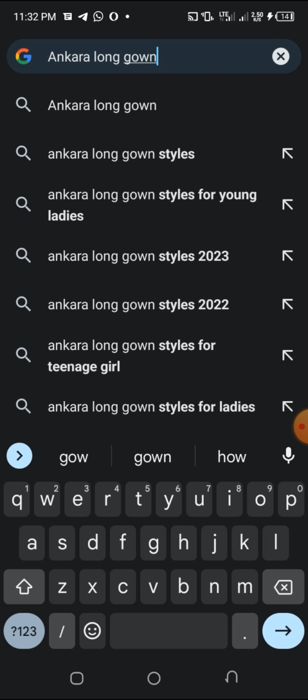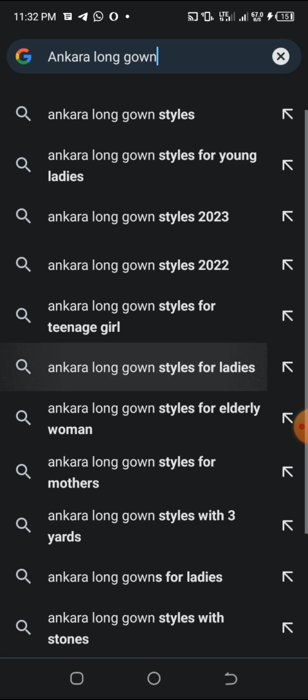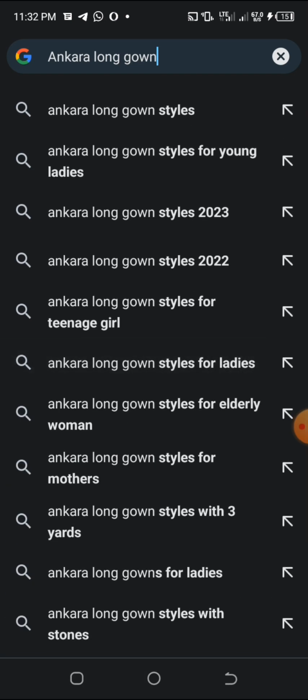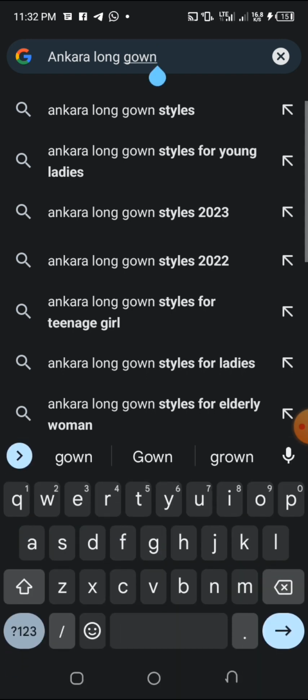Ankara long gowns for teenagers. If your Ankara long gown is for teenagers, or if it is for elderly women, you can see people are searching for the ones that are particular to elderly women, for the ones that are particular to mothers. So the one that you think your product can fit in, just make sure to put it down on paper. Those are some of the keywords that people are searching for, and you want ChatGPT to also put them in your description.